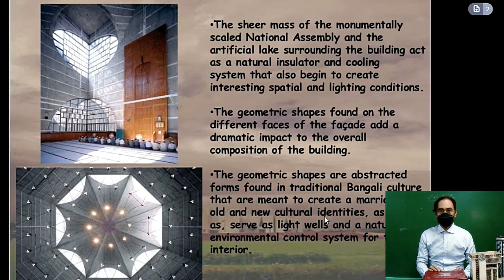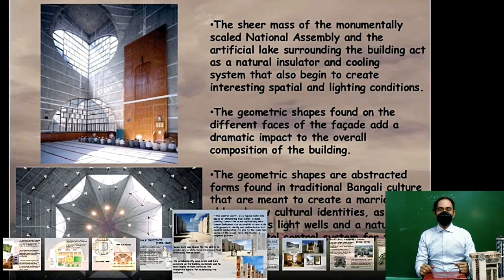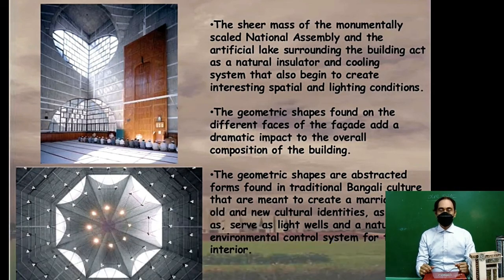The sheer mass of the monumentally scaled National Assembly and the artificial lake surrounding the building act as a natural insulator and cooling system that also begin to create interesting spatial lighting conditions. The geometric shapes are abstracted forms found in traditional Bengali culture that are meant to create a marriage of old and new cultural identities, as well as serve as light wells, a natural environmental control system for the interior.